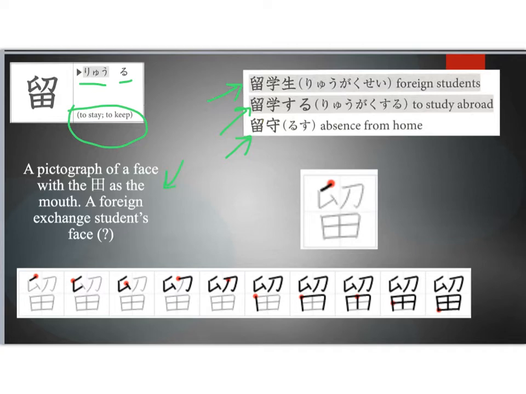Strategy for this one, a little bit tricky, but I think of this one as a pictograph of a face with this part right here as the mouth. So it's not very PC, but a foreign exchange student's face. So these are the eyes here. And then you have the mouth right there. And this is the stroke order. So it's ichi, ni, san, shi, go, roku, shichi, hachi, kyu, ju.